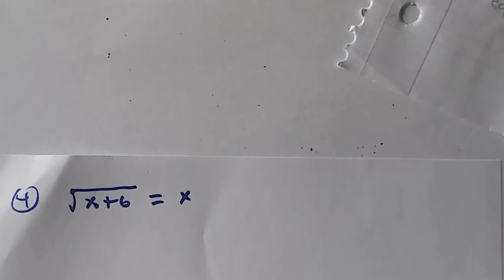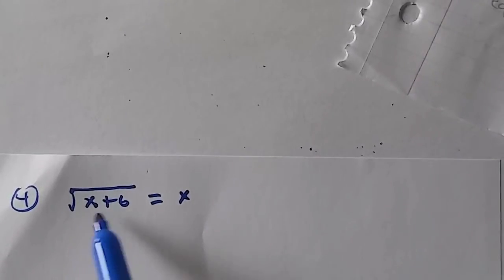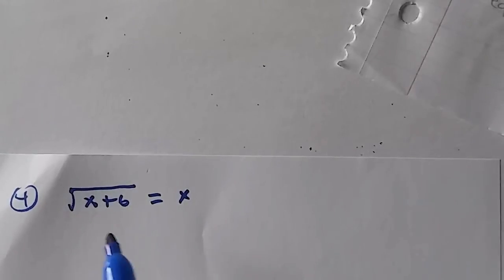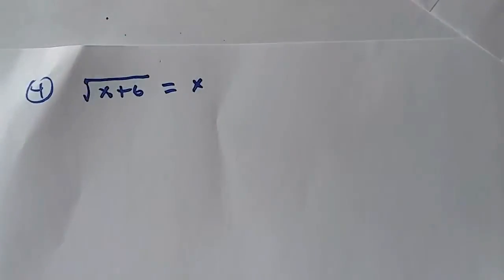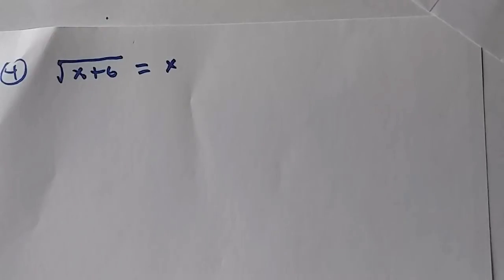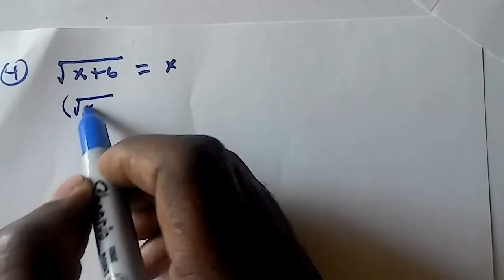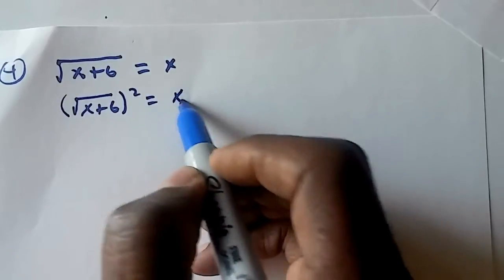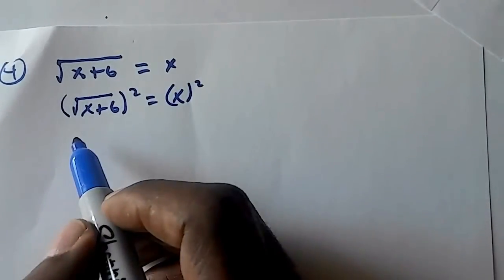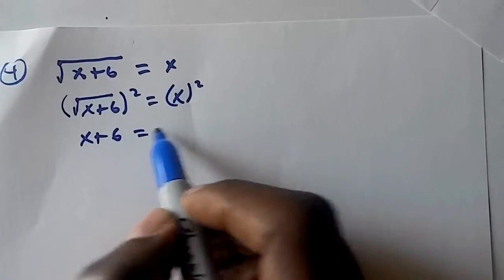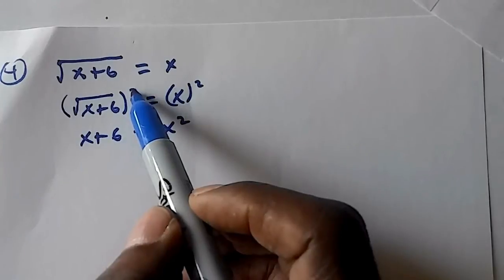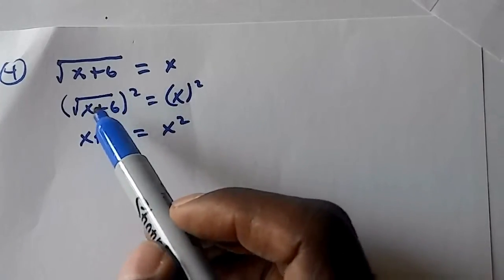Okay, one more example of solving a square root equation. I have square root of x plus 6 equals x. So it's already isolated, so we just take the square. We're going to take the square of both sides. So square root of x plus 6 squared and x squared. So we're going to have x plus 6 equals x squared, because the square and the square root kind of cancel each other out.